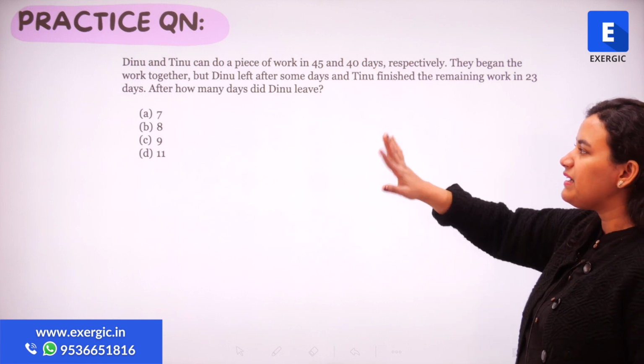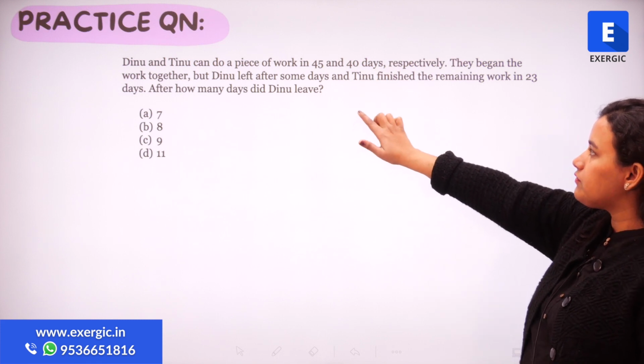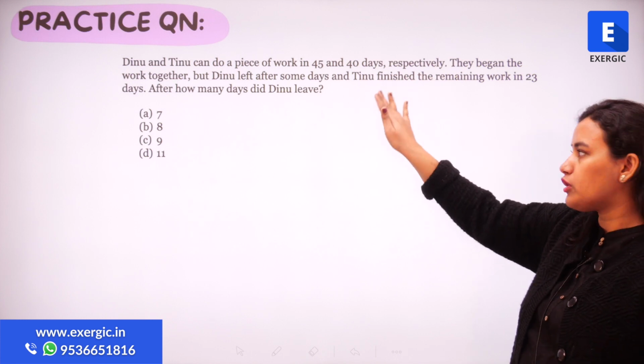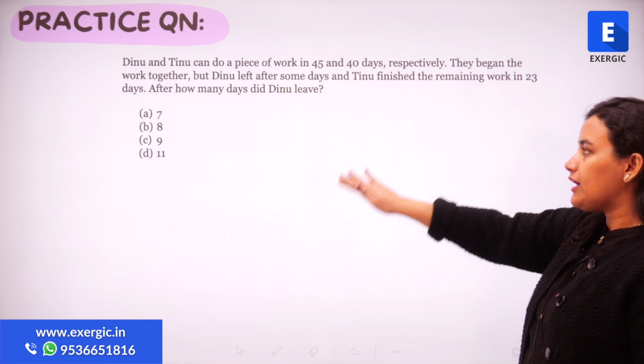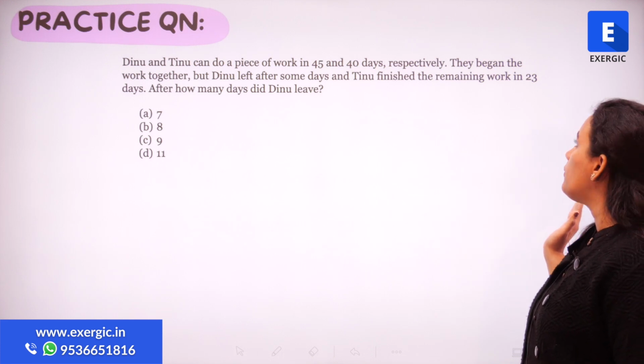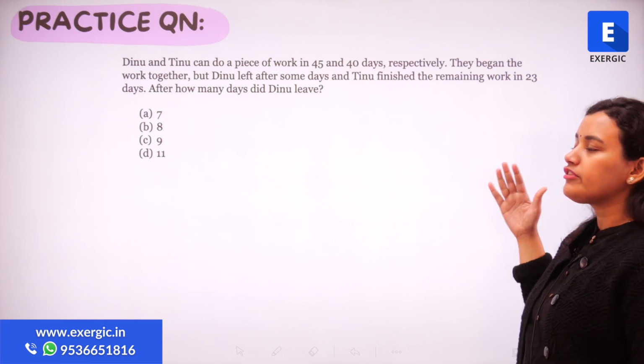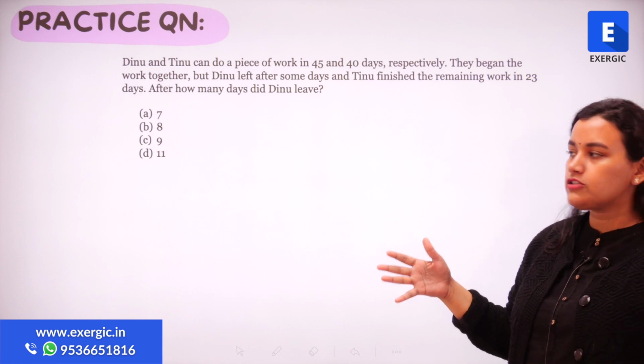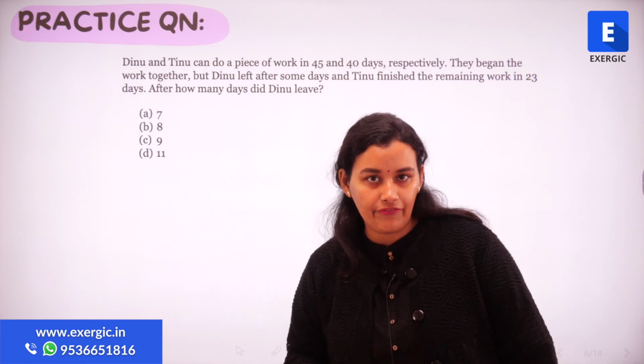So we have two people, D and T, who can do the piece of work individually in 45 days and 40 days respectively. Now they began to work together, but D left after some days and T finished the remaining work in 23 days. So after how many days did D leave, right? So the options are 7, 8, 9 and 11.